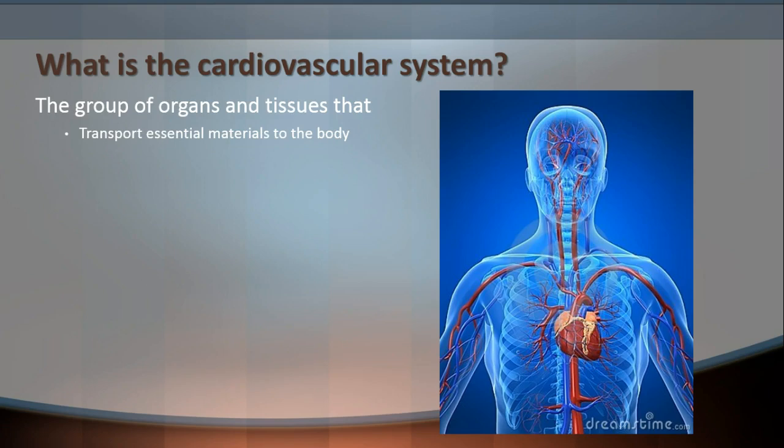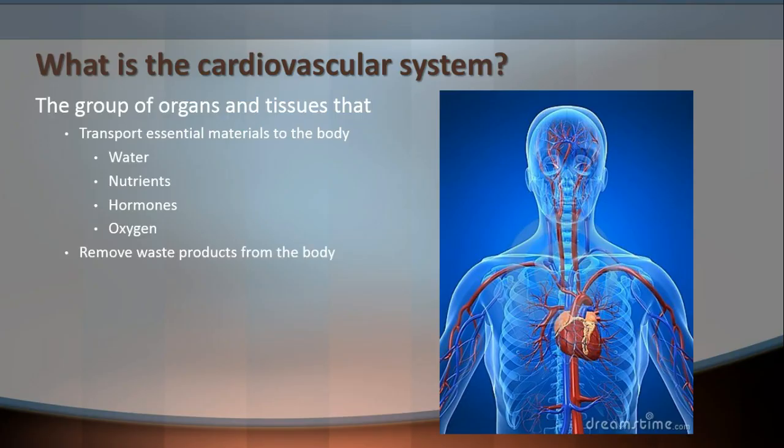First of all, let's define what the cardiovascular system is. It is a group of organs and tissues that transport essential materials to the body. You might be asking yourself, what are essential materials? When you think about what your body needs to survive, it needs water. It also needs nutrients from the foods you eat. It also needs hormones from your glands that help you grow, go through puberty, and do a whole host of other body functions. And obviously your body needs oxygen to survive. Every cell in your body needs oxygen.